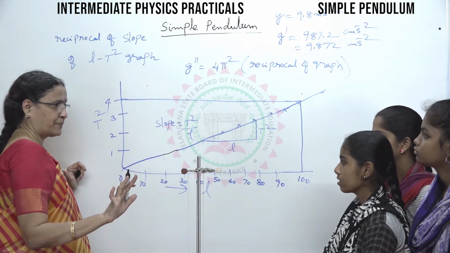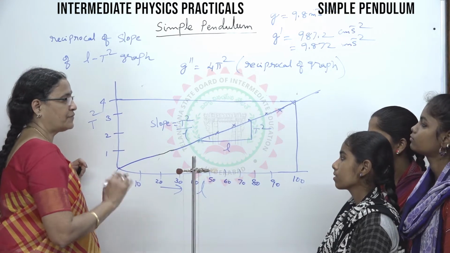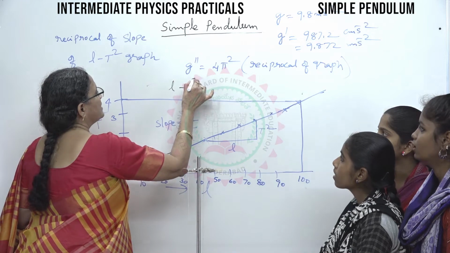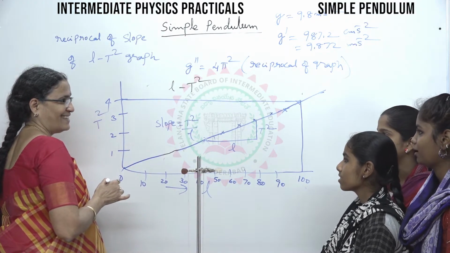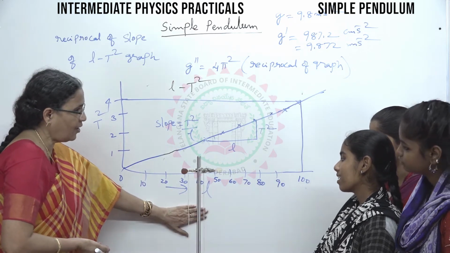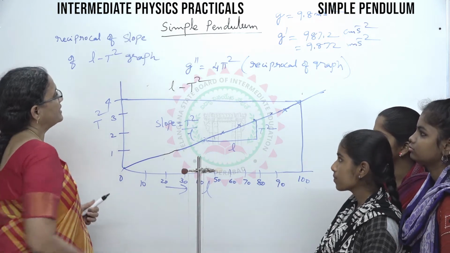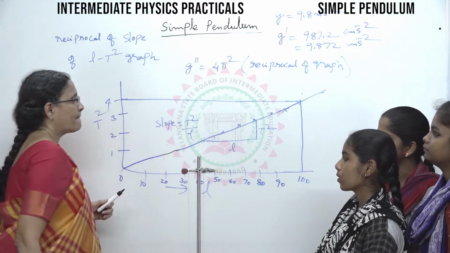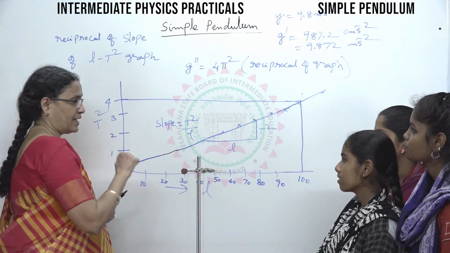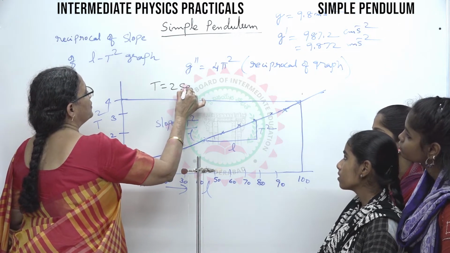One step is over. Then you will be asked, calculate the length of the seconds pendulum from the L-T square graph. Don't read it as L minus T square, girls. You have drawn the graph taking L on the x-axis and T square on the y-axis. So don't read like that. It is L versus T square. Then how do we calculate the length of the seconds pendulum from the graph? For a seconds pendulum, T is equal to 2 seconds.